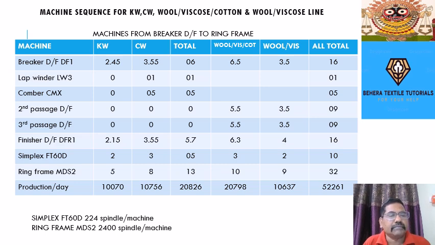Then simplex FT60, this is 224 spindles per machine. You can build a KW 2, CW 3 and wool viscose cotton 3 and wool viscose 2. And the ring frames are 5, 8, 10 and 9, total 32 machines. And production per day it will come 10,070, 10,756, and then wool viscose cotton 20,798, and wool viscose 10,637, total 52,261 kg.